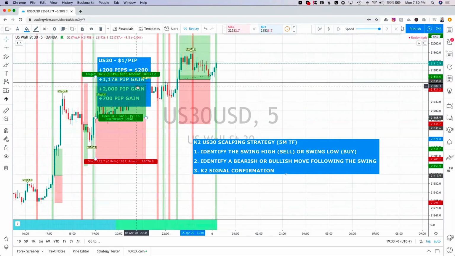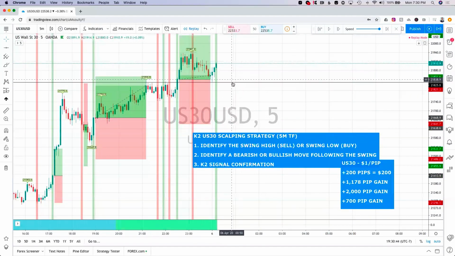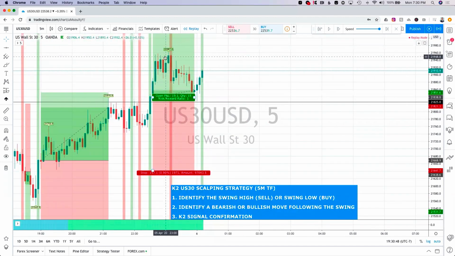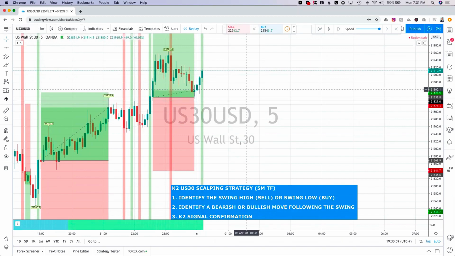First, you want to identify the swing low. So the swing low would be right here. This candle, as you can see, this is the high right here. Swung down, swung up for another swing high, and then swung down here for the swing low. So I'll put the horizontal line right here so you guys can see where the swing is.